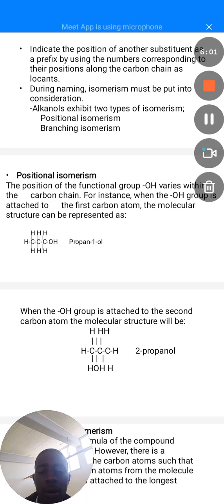If you observe well on your screen, we have OH attached to the first carbon, when you start naming from the right-hand side. For that reason, the name of that compound is propan-1-ol. Or in other circumstances, you can name it 1-propanol.